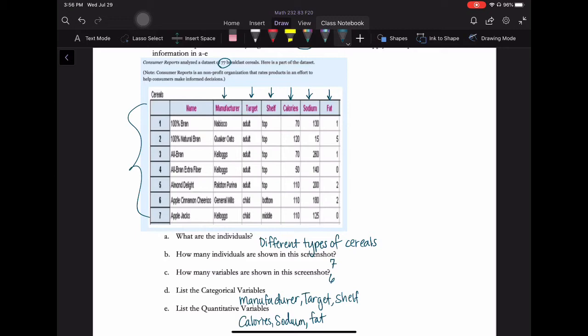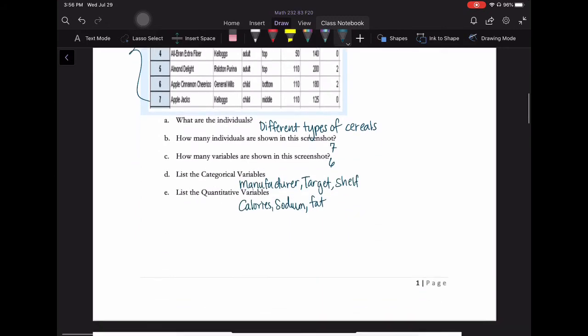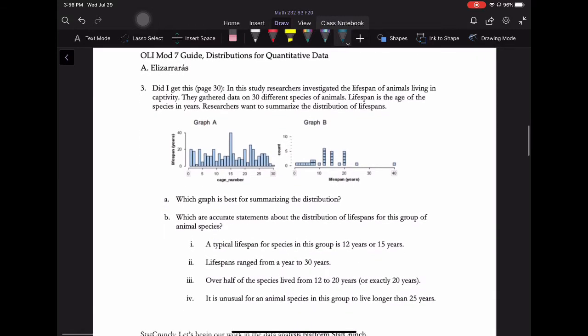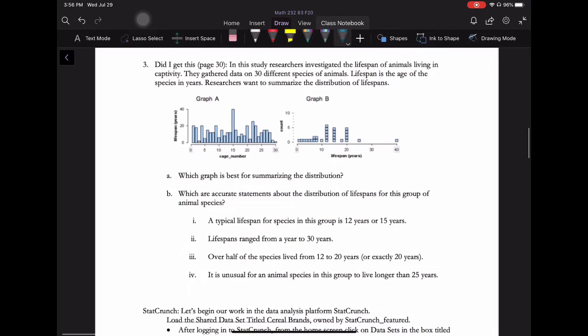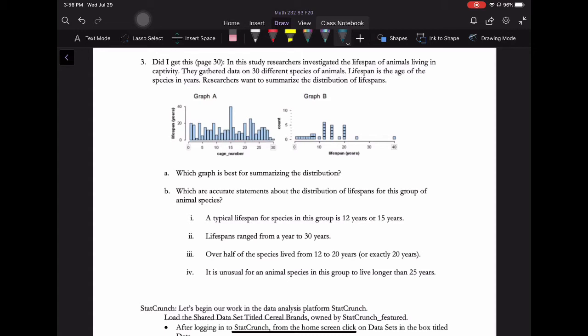Now, we're wondering whether I get this. So on the next page, we are looking at a couple of graphs. And this is about animals. We're going to come back to cereal data in just a second, but we're talking about the different types of species of animals. So there's data here for 30 different types of animals and the lifespan, which is their age in years. So that's a numerical value. The different types of species, that's going to categorize them. And they want to summarize the distribution of lifespans.